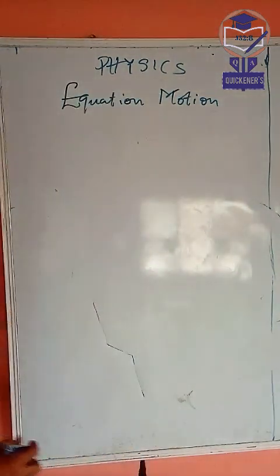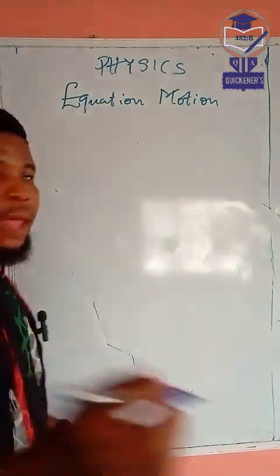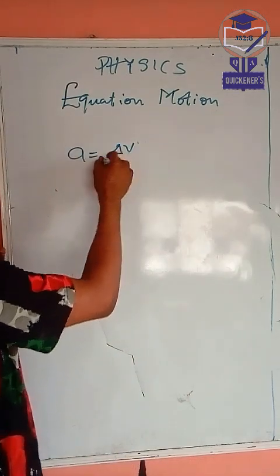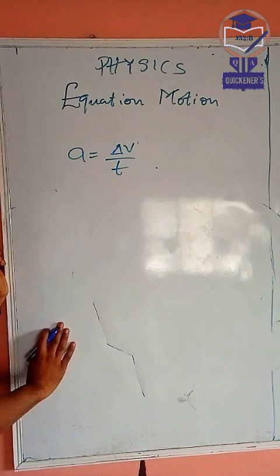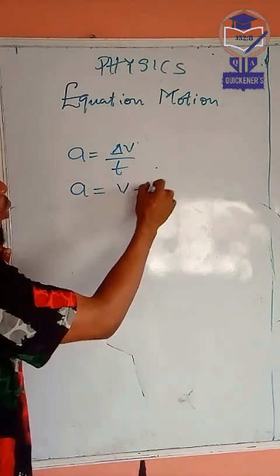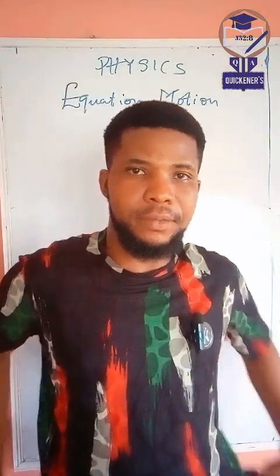What are the equations of motion? The very first one is coming from where? The fact that acceleration is change in velocity with time. So what is change in velocity? Final velocity minus initial velocity over time.